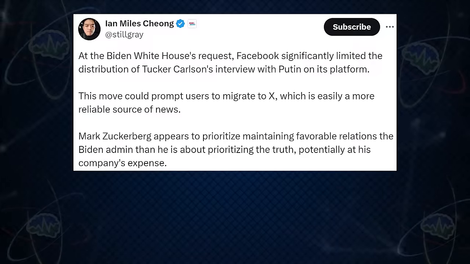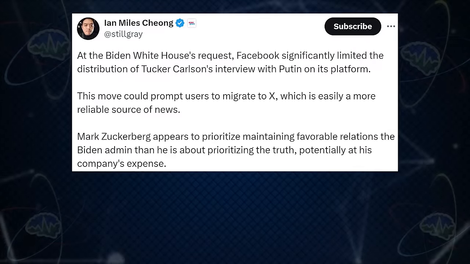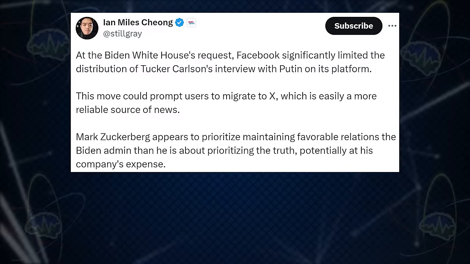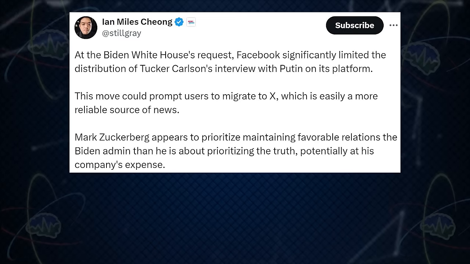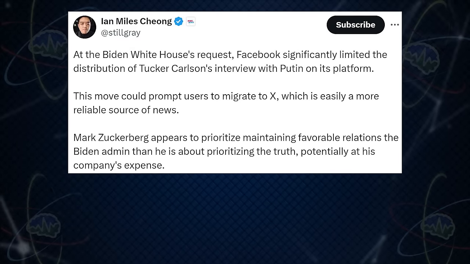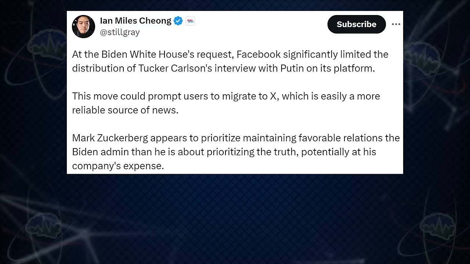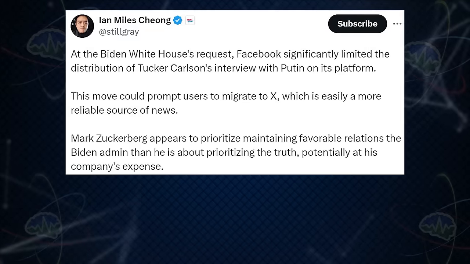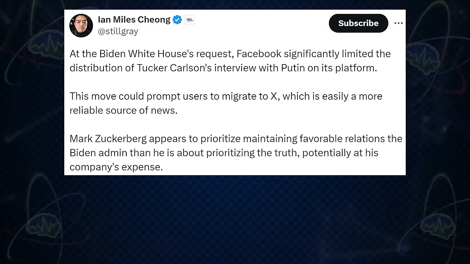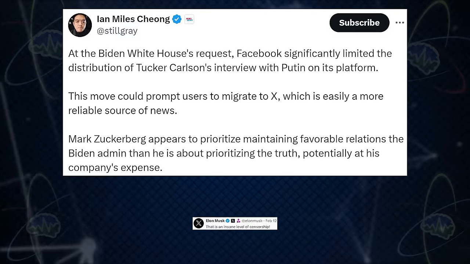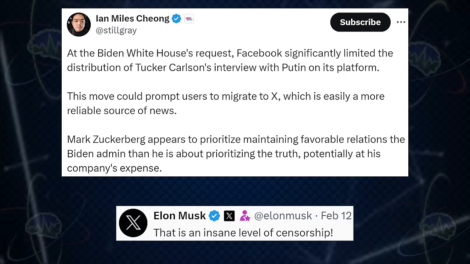That's weird. Ian says, at the Biden White House request, Facebook significantly limited the distribution of Tucker Carlson's interview with Putin on its platform. This move could prompt users to migrate to X, which is easily a more reliable source of news. Mark Zuckerberg appears to prioritize maintaining favorable relations with the Biden administration than he is about prioritizing the truth, potentially at his company's expense. Elon says, that is an insane level of censorship.